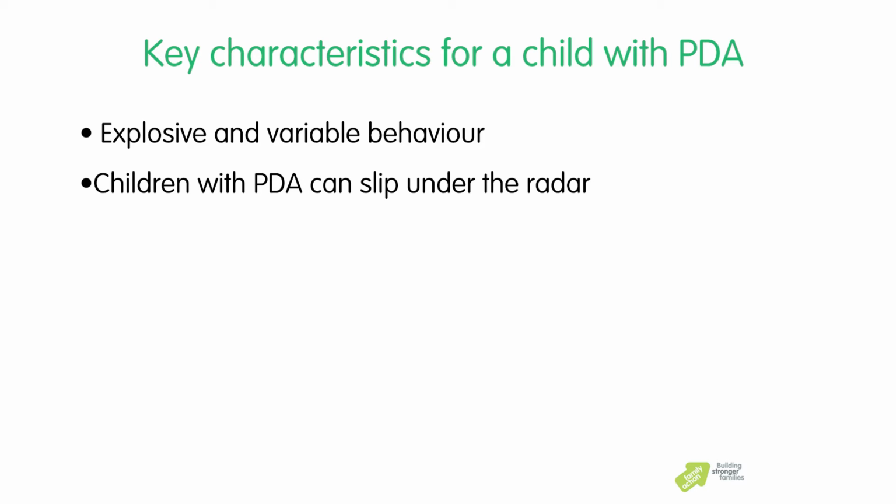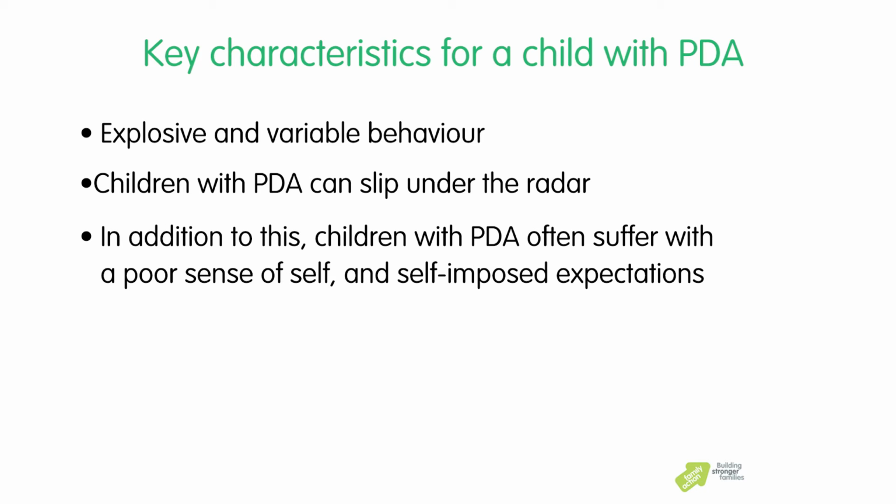Children with PDA can slip under the radar. Masking is a form of school refusal. They may be in school, however they are using all of their energy on pretending and are probably not learning anything. In addition to this, children with PDA often suffer with a poor sense of self and self-imposed expectations. They are ambivalent about success, and school reward and punishment systems do not work for these children.